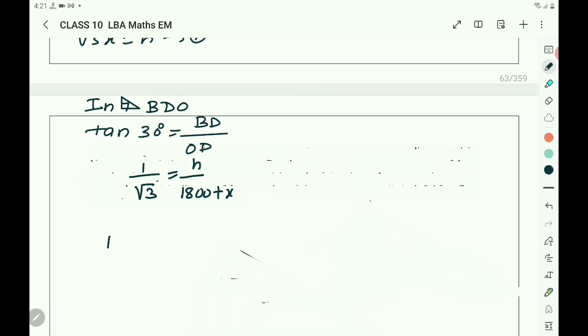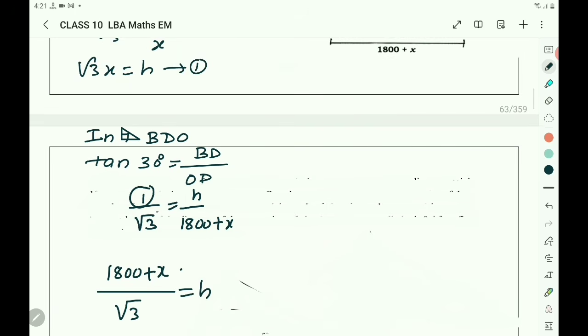1 into 1800 plus X is 1800 plus X only. 1800 plus X by root 3, write it as it is, equals h. This is 1, this is 2.